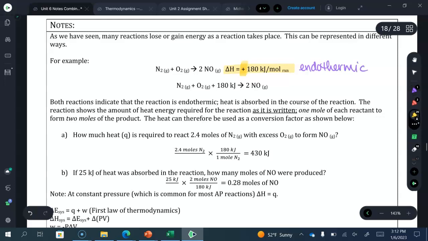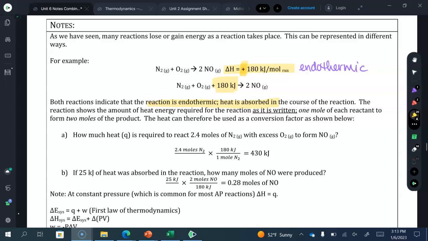That means that energy is being added to the system, so it is acting as if it is a reactant. So if it's an endothermic process, energy acts as though it is a reactant, so we can write it on the reactant side. Both of these reactions indicate that the reaction is endothermic, that heat is absorbed. The reaction shows the amount of energy required for the reaction as it is written.